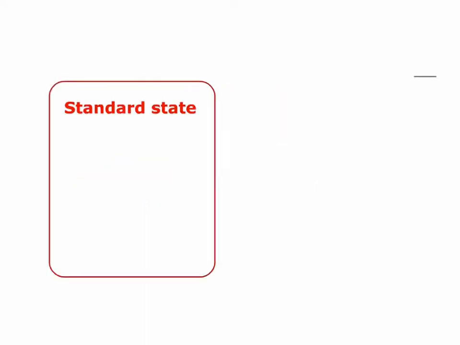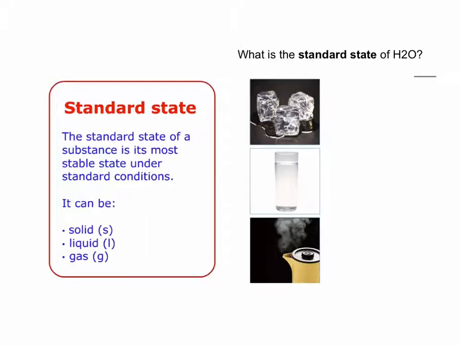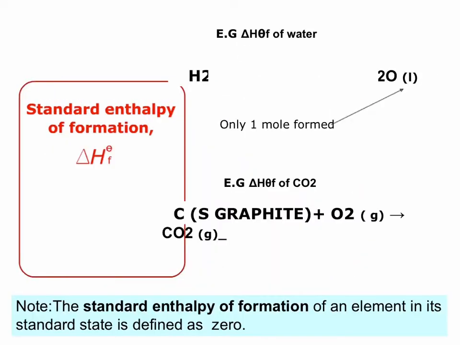We've got 4 definitions that we're going to cover this lesson, and the first definition is for the standard state. If you can write into your notes, the standard state of a substance is its most stable state under standard conditions, which we just mentioned, and that can be solid, liquid or gas. Our next definition is for the standard enthalpy of formation, quite often given the symbol delta HF. We are going to write into our notes the definition.